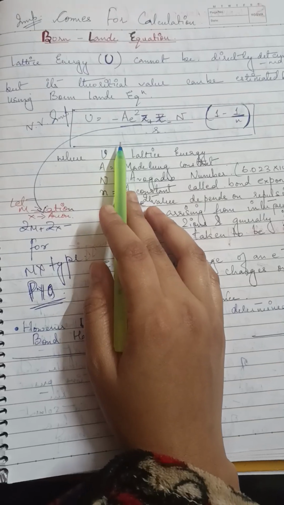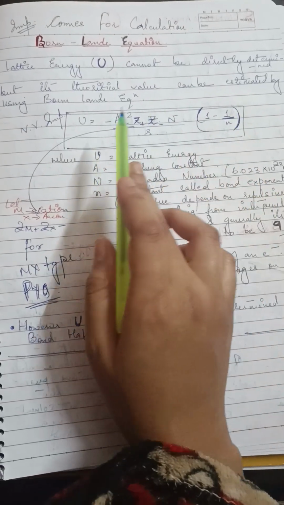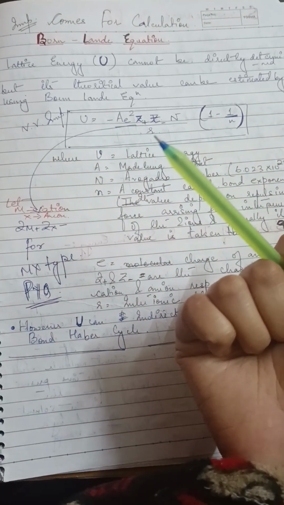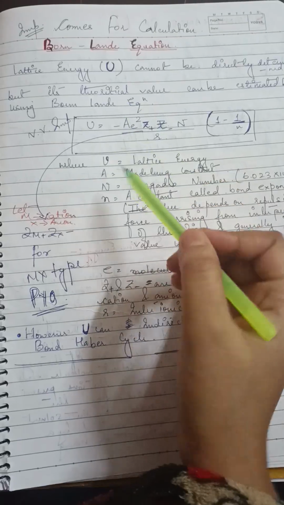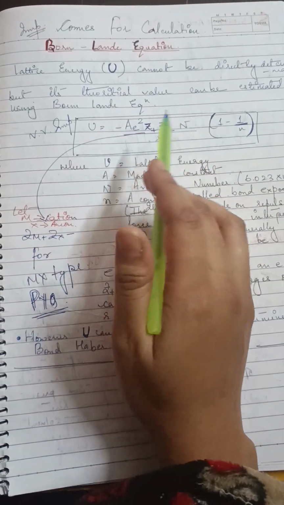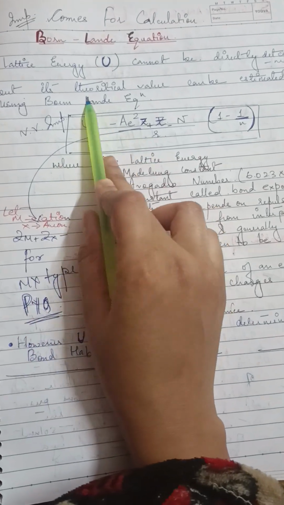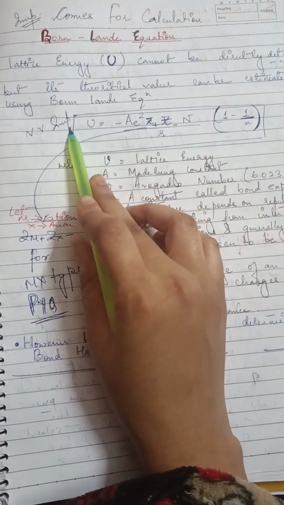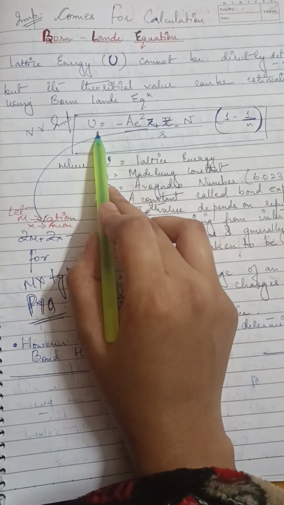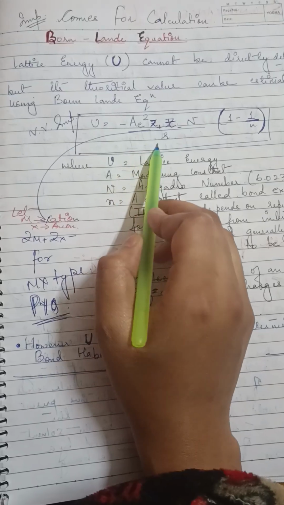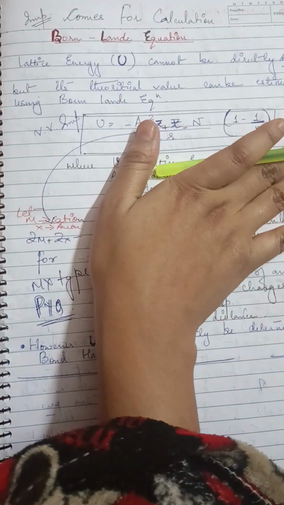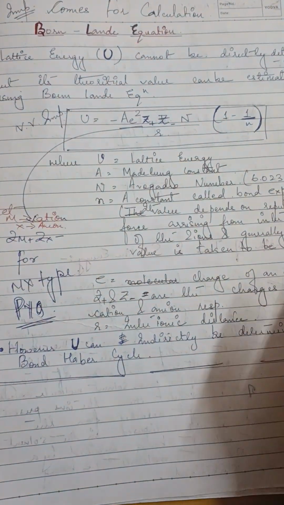In the Born-Lande equation, lattice energy U cannot be determined directly, but its theoretical value can be estimated by the Born-Lande equation. You need to remember this equation. What is your Born-Lande equation? U equals minus A e square Z plus Z minus N by r, 1 minus 1 by n. Now forget what is written, I am explaining it to you.